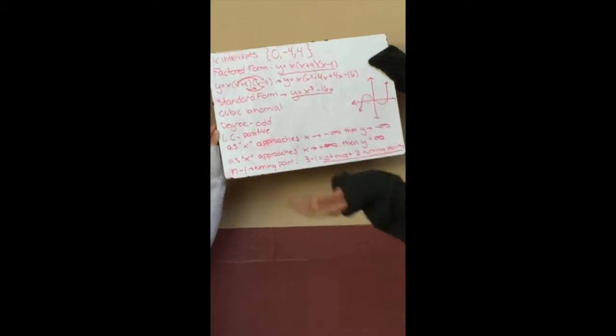And so basically we have to figure out our turning points. To find that, we do n minus 1, and n is our degree. The degree is 3. So we do 3 minus 1, and then you get at most 2 turning points. And this is our graph.